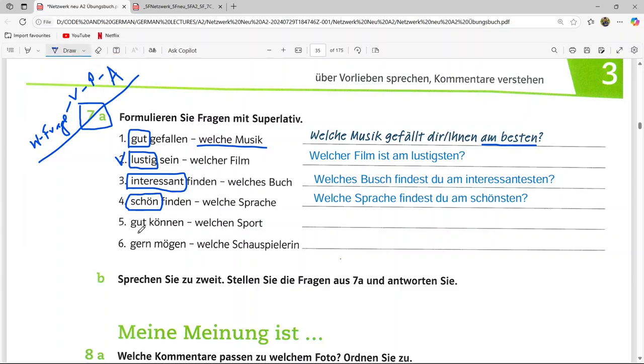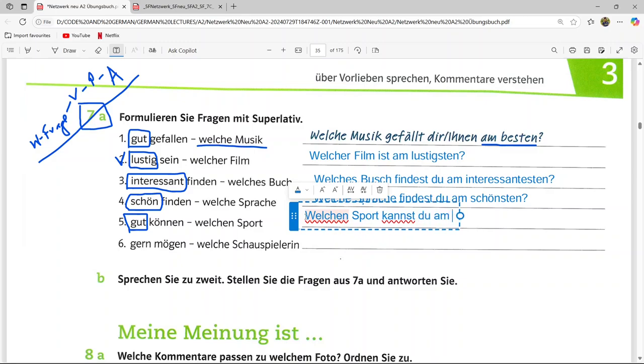Okay. Next one, the adjective is gut. So gut, besser, am besten, right? And the verb is können. Können is a modal verb. Okay. So let us write, welchen Sport kannst du am besten? Which sport can you do the best?